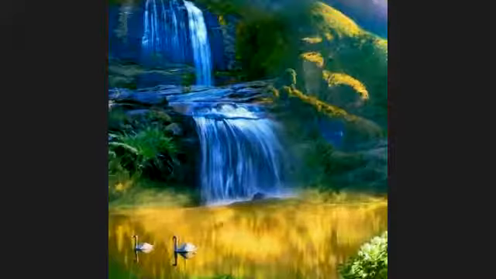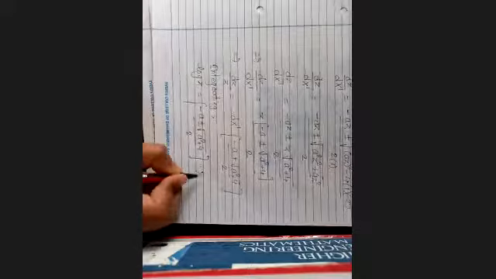Integrate. What is the integration? First, the integration is log z. This whole term is constant, write it as it is: minus a plus minus root a square plus 4 by 2 into integration of dx dash, which is x dash plus c, the constant of integration.